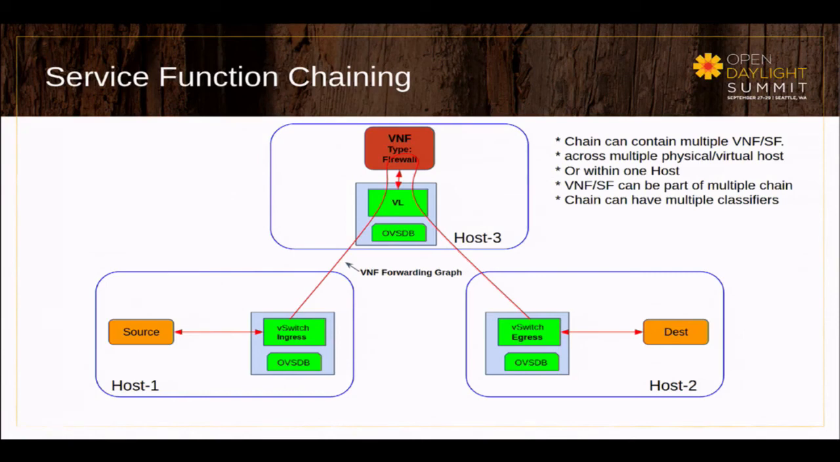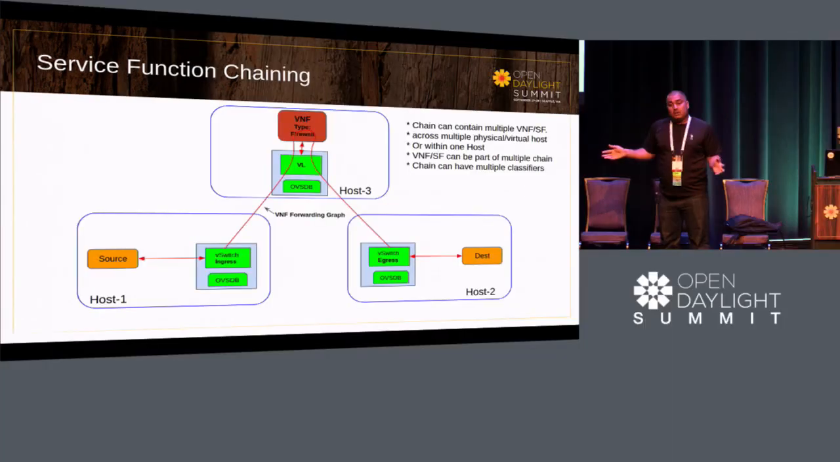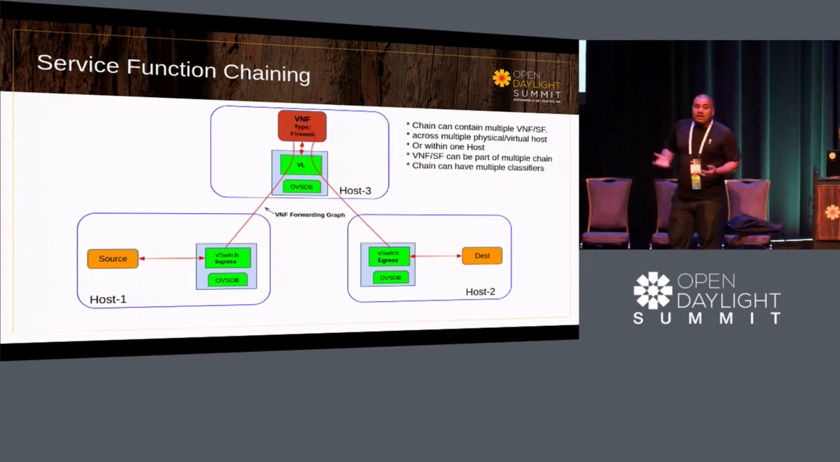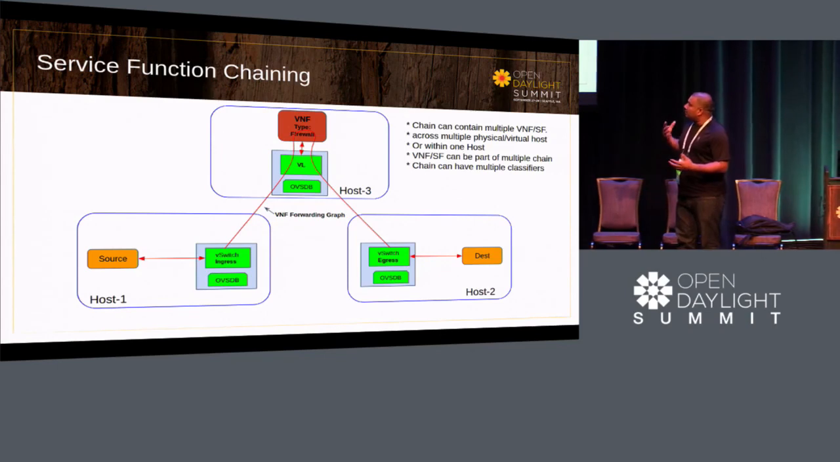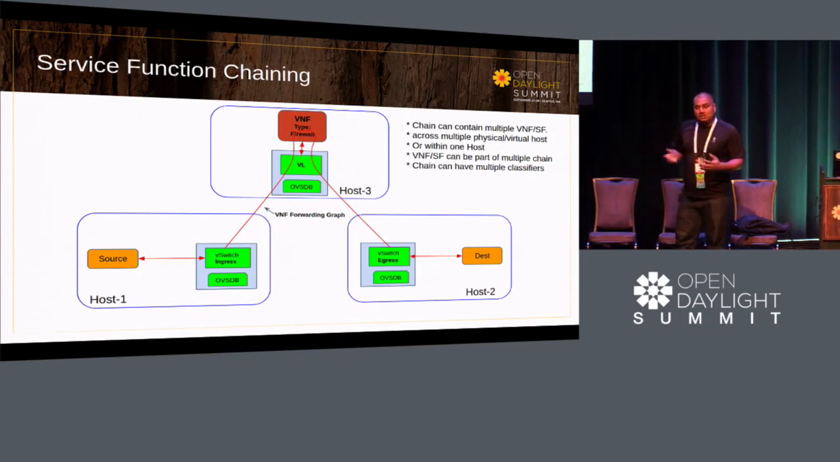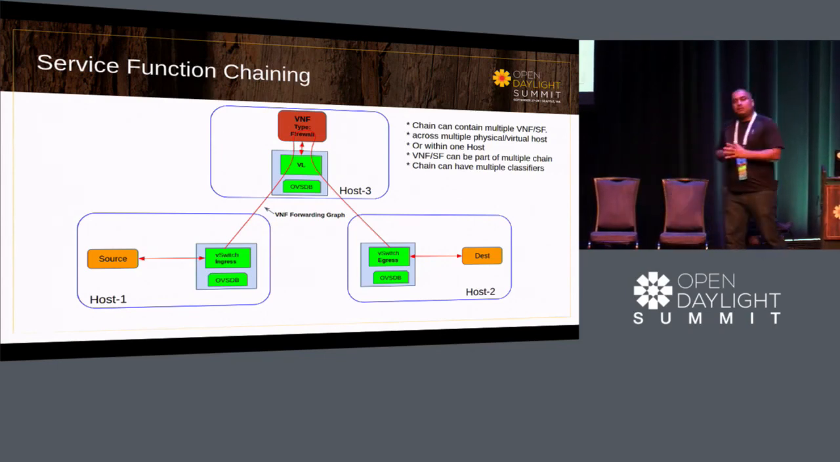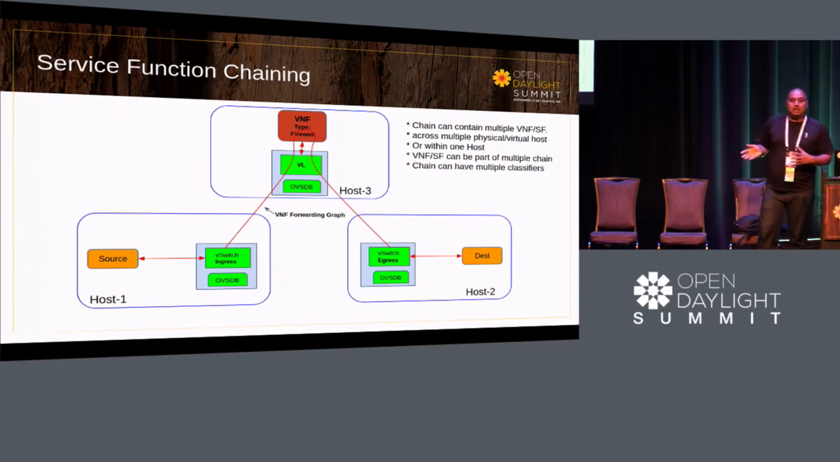So service chaining can allow you to have multiple VNFs. Those VNFs can be across any number of compute hosts. They can be on the same compute host also. One VNF can be used in multiple chains, and you can write multiple classifiers for a single chain. So there are a lot of combinations and permutations in this.